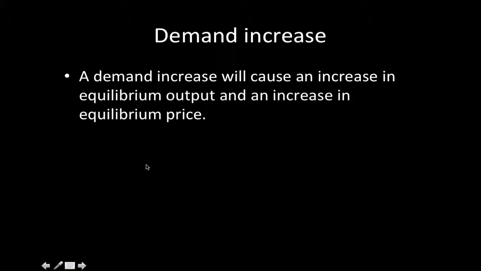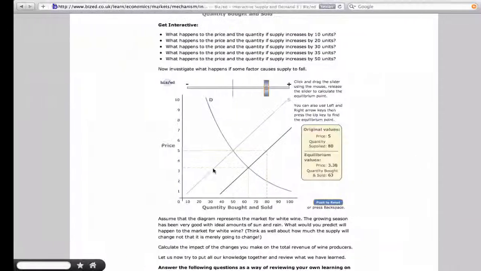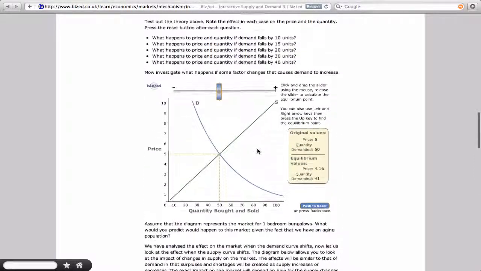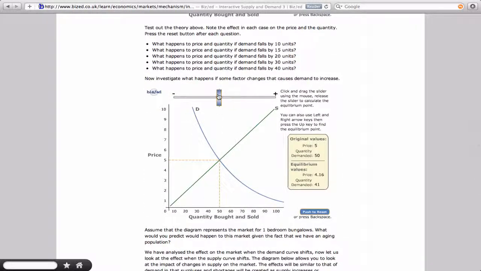A demand increase will cause an increase in equilibrium output and an increase in equilibrium price. Let's check out the demand applet. Let's watch what happens when we increase demand. Alright, let's wait for it to catch up. We're moving from our old equilibrium point right here to our new one right up here. Now the original point was price of 5.